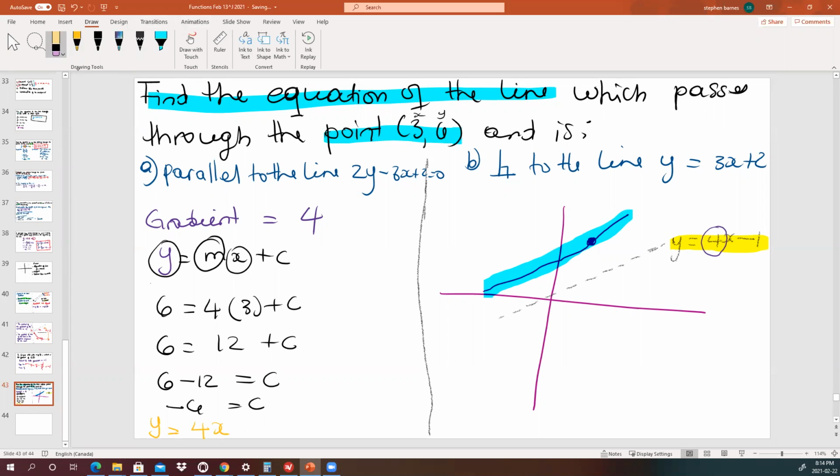Should be plus c, but because our answer is negative 6, it's 4x minus 6. That's the equation of our line of interest. So this line right here is 4x minus 6. I want you to appreciate now that for these two lines that are parallel, you can see that their gradients are the same, but their y-intercepts are different. So they don't have the same equation of the line. They just share a gradient because they are parallel.